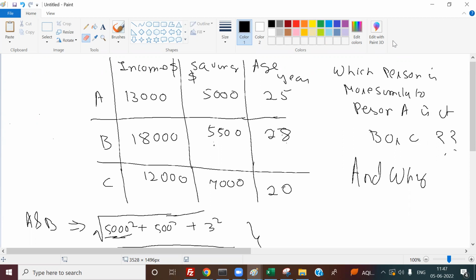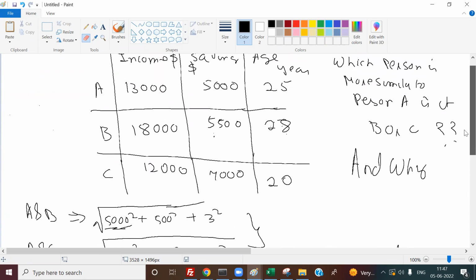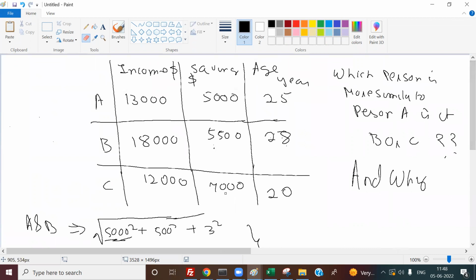But when I introduce the third parameter, that is the income, C is more similar to A. And finally, क्या आंसर आता है? Final answer comes out to be C only. But for the two parameters, B is similar. On that savings and age, B is similar, but final answer is C. ऐसा क्यों हो रहा है?